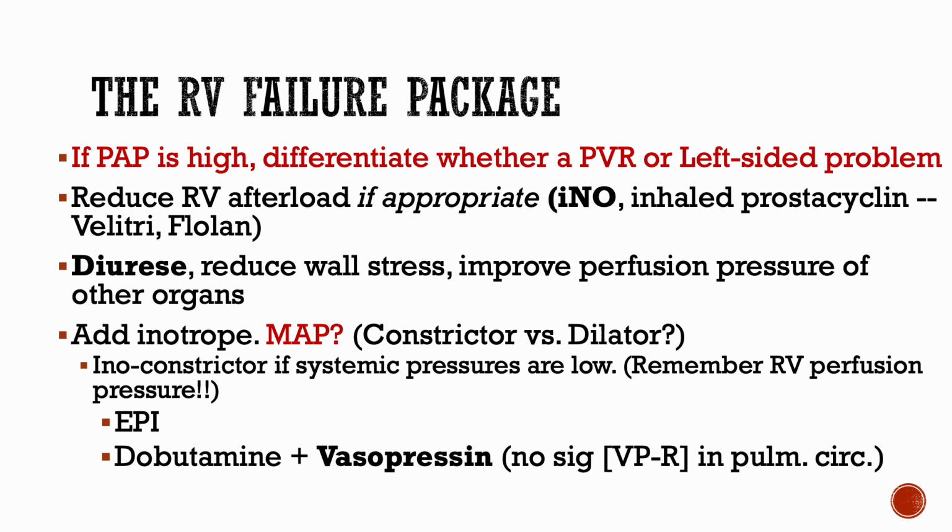Unlike the alpha agonist, there are very insignificant numbers, if any, of vasopressin receptors in the pulmonary circulation. So while it improves systemic pressure and RV perfusion, it will not increase pulmonary afterload, which is a kind of a nice thing. So often when you see people whose RVs are failing, you're going to see them on epi, you're going to see them on a little bit of vaso, some kind of inhaled therapy to reduce PVR, and diuresis just to get the CVP and some of the wall stress down.